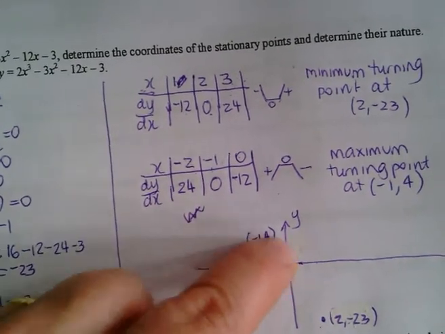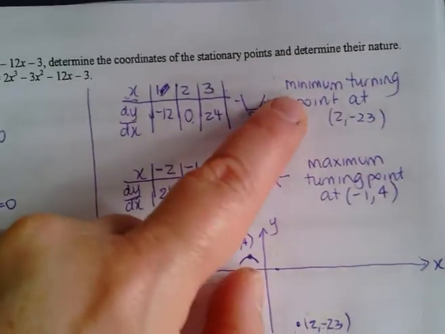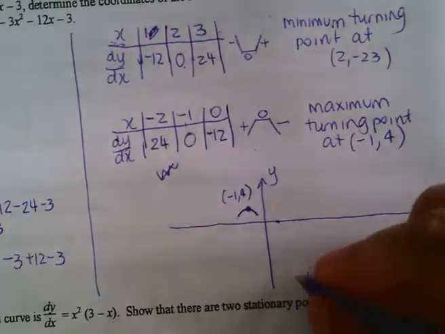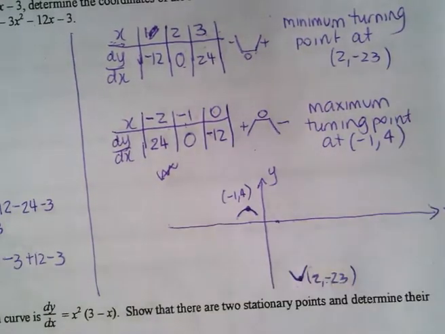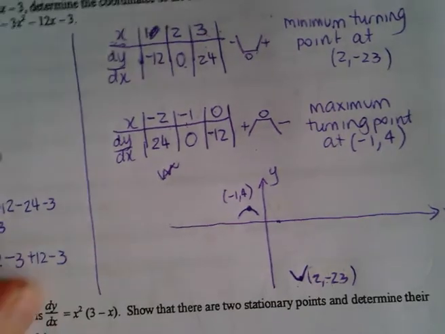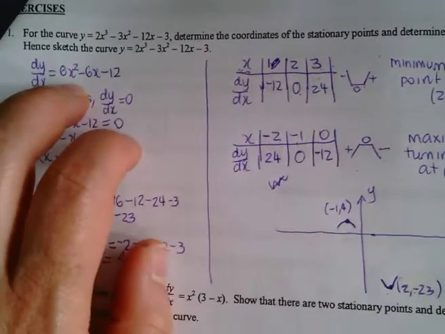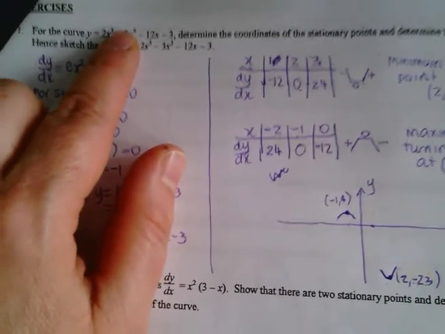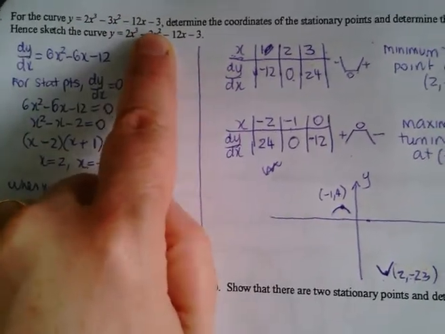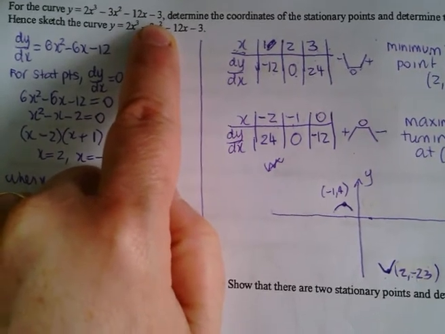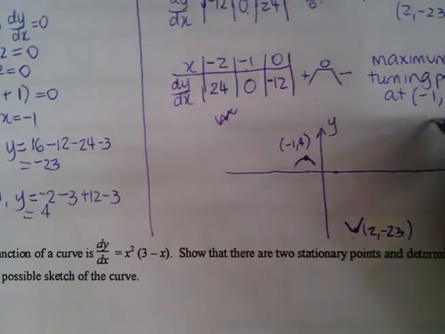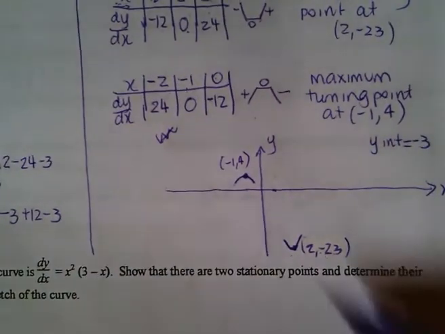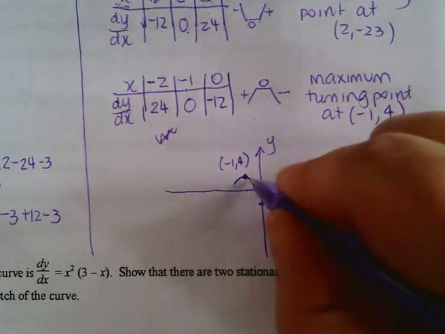So put it and draw a little hump for a max. Then I've got my minimum at 2, -23. So put the point and draw, it's going to look like that. That's the minimum. But look at your original curve, not your gradient function, your original curve. I'm sketching the original curve, not the gradient function. What's my y-intercept? -3. So also I've got that the y-intercept is -3 for this function. So I'm going to make sure it cuts through here at -3.